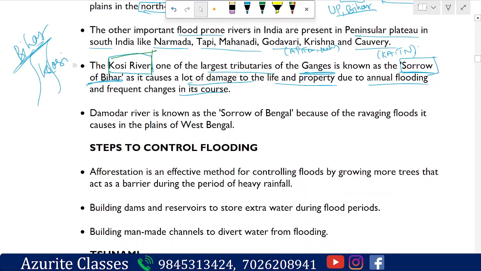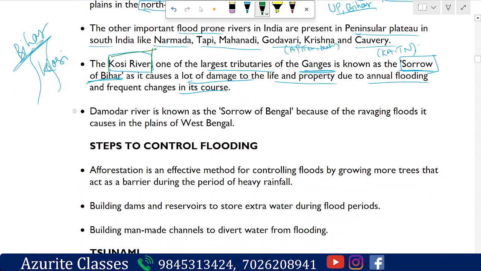So next is the Damodar river. Bihar's capital is Patna. So the Damodar river is there, right? What is the Damodar river known as? It is known as the sorrow of Bengal, because it floods the Bengal plains, right? Plains of West Bengal.